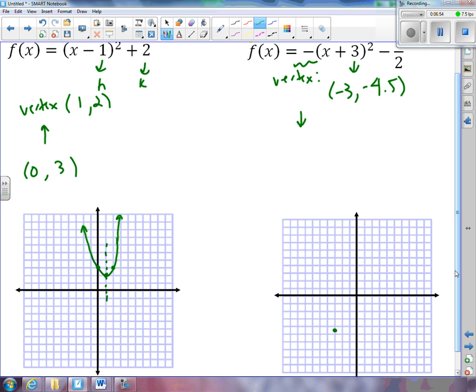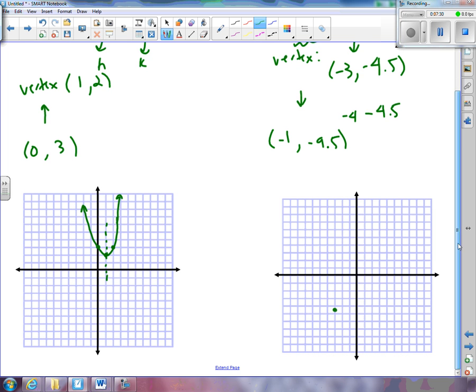Plug in whatever you want, it really doesn't matter. Let's plug in negative 1. I wanted to pick something that wasn't too far from the vertex. If you picked a number like 5, you would end up getting a number that was difficult to graph. So if I plug in negative 1, I end up with negative 1 plus 3, which is 2, squared, 4. Then I have this negative on the outside, so it's negative 4 minus 4.5, that's the 9/2. That's negative 9.5. So I'm going to then graph the point negative 1, negative 9.5. So it's all the way down there.